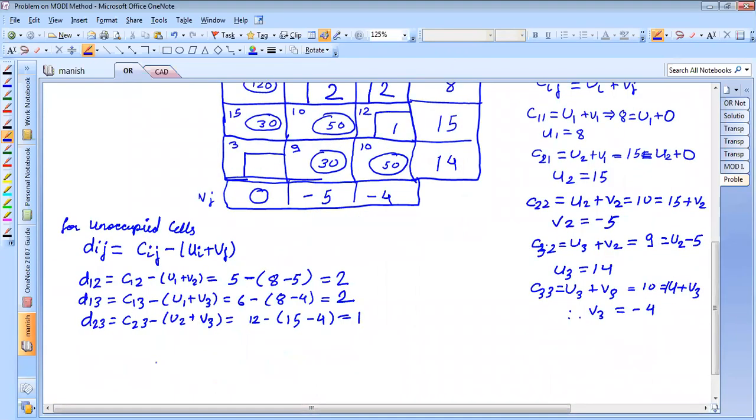Similarly, the last one is D31 is equal to C31 minus of U3 plus V1. So C31 is 3 minus of 14 plus 0, that is equal to minus 11. Correct? So here it is minus 11.